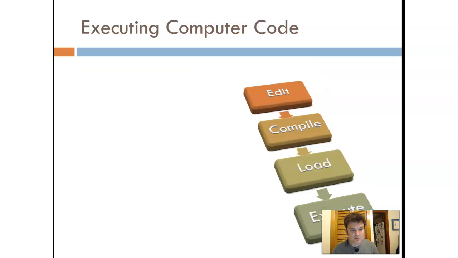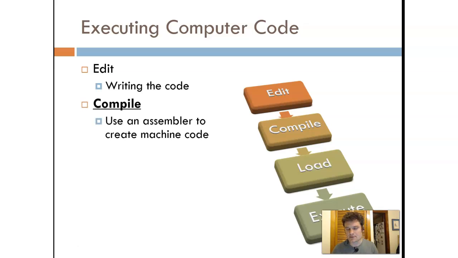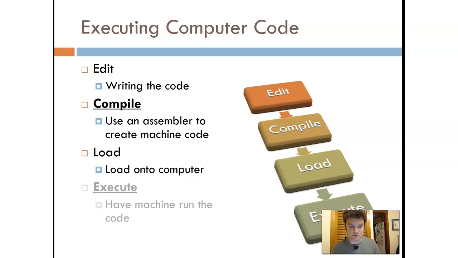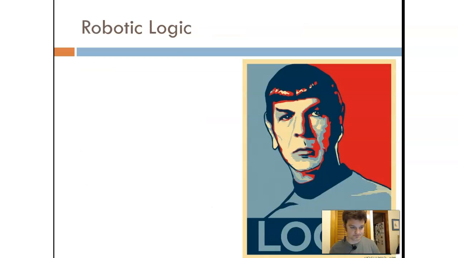Now, the way we go about executing computer code itself is this kind of progress. We edit, so we write the code itself. We compile. What that's doing is using an assembler to create that machine code. Once we have that machine code, we load it onto the computer, and then we tell the computer, guess what? Run it. Execute that code. That way it can run the code and do what you want it to do.